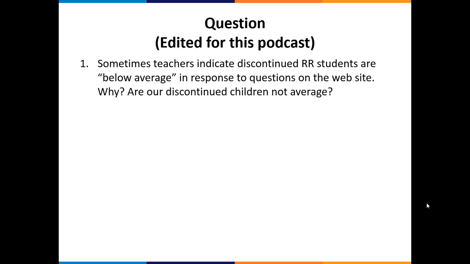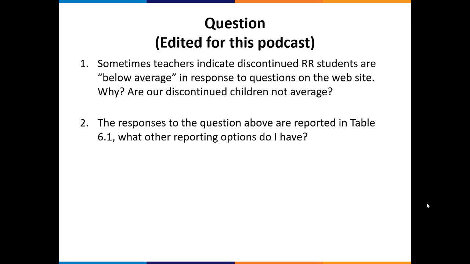Our teacher leader is telling us that sometimes classroom teachers are indicating that our discontinued students are below average in response to the question on our website: according to the classroom teacher, how does this child compare to their peers? So why would a classroom teacher respond like that? And are our discontinued children really not average? We'll look at that, or how we can see that.